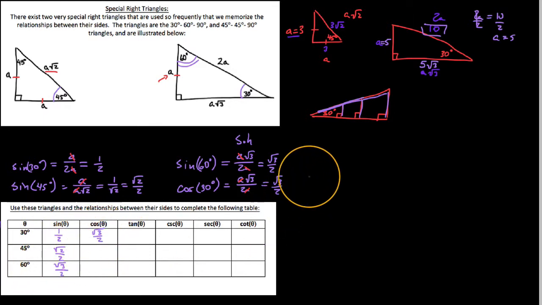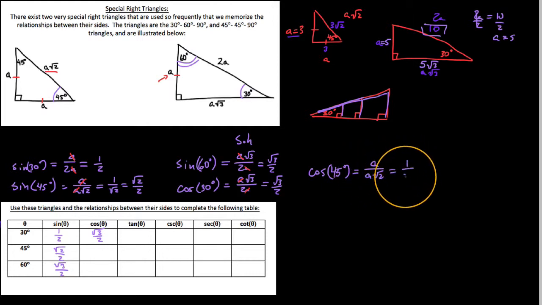When I do the cosine of 45 degrees, let's go look at our 45, 45, 90 triangle. Here's our 45. The cosine of this would be adjacent over hypotenuse. We get our a length over a root 2, which is just 1 over root 2, which is root 2 over 2.